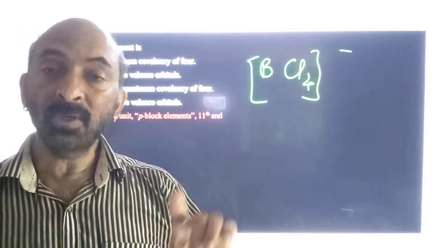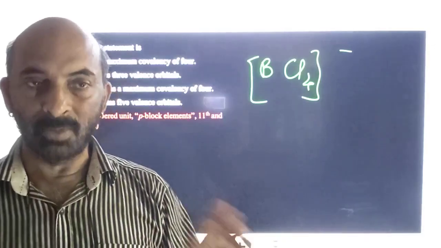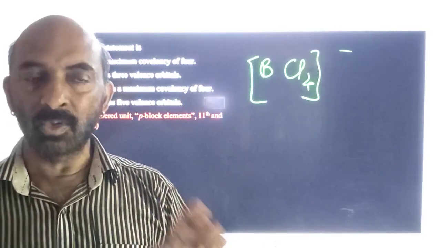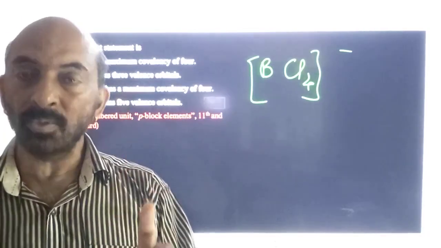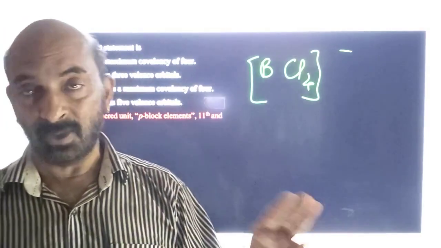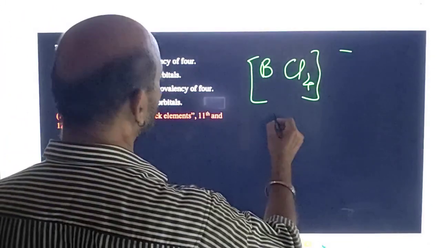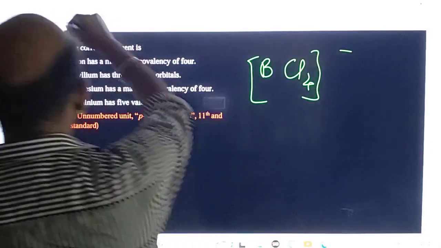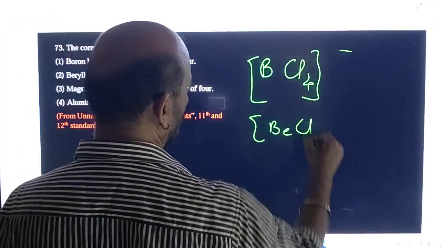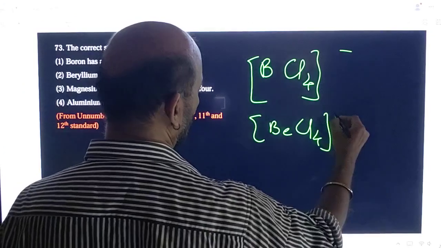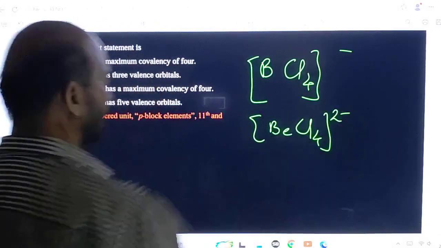Both of them have 2s and 2p orbitals only. Beryllium is 1s2, 2s2. Boron is 1s2, 2s2, 2p1. So both have 1 2s orbital and 3 2p orbitals. This is valid for both, and they similarly form BeCl4, which I have written earlier. This is BCl4 single minus, this is BeCl4 2 minus.